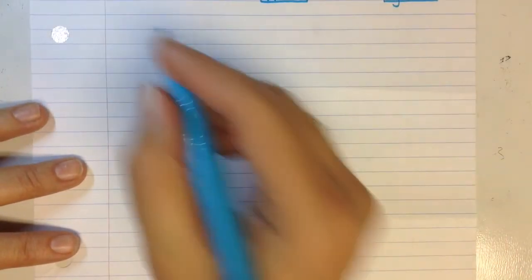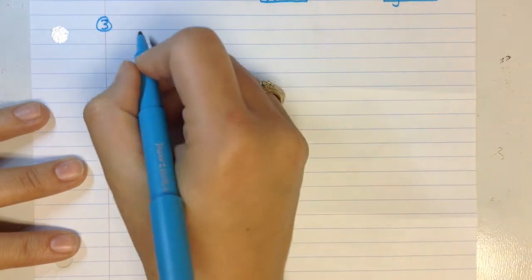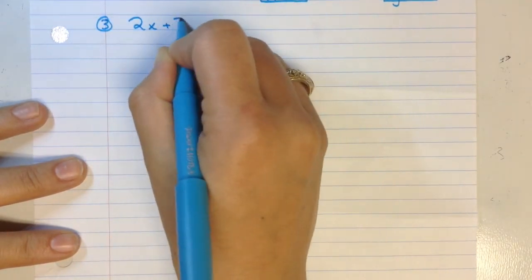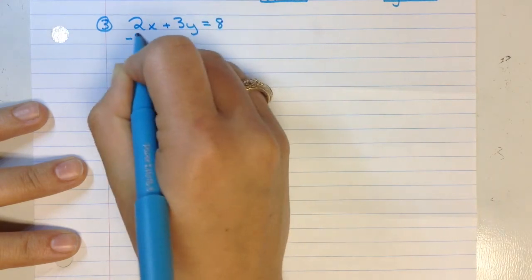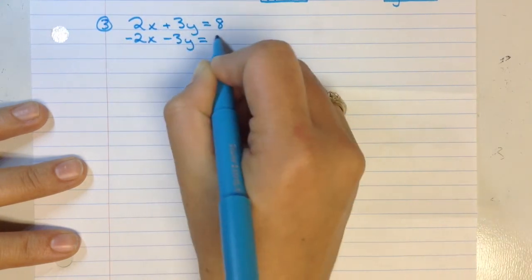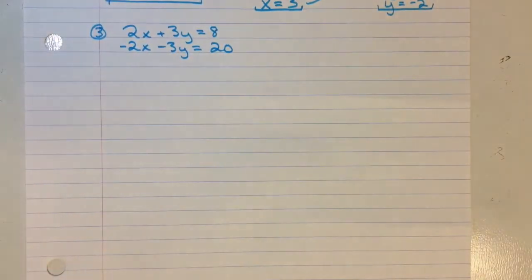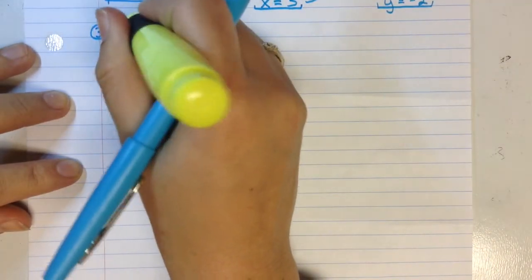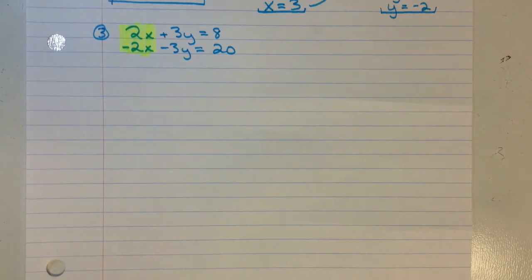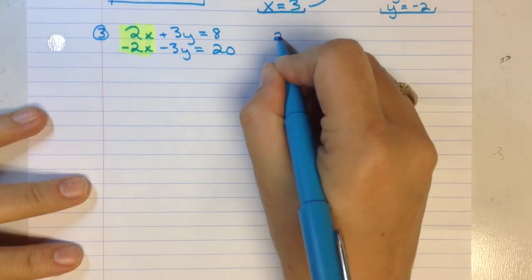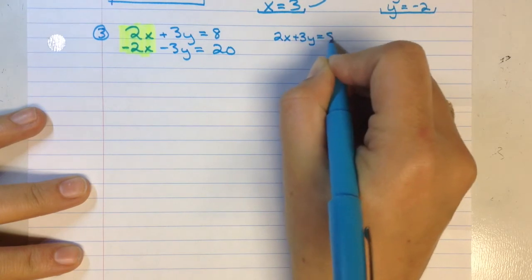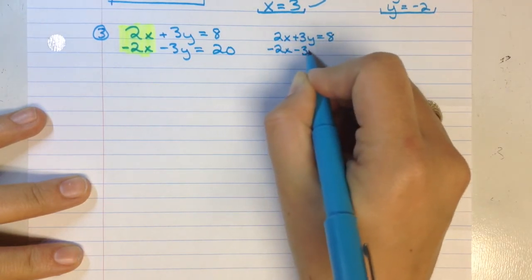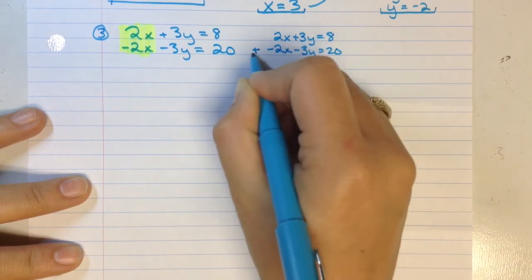Two more examples, some special case scenarios. Let's say you have 2x plus 3y equal to 8 and negative 2x minus 3y equal to 20. And it says to solve the system. You would notice that these are in standard form, alphabetical order, and you'd say to yourself, I'm going to solve this by elimination since I notice that I have an equal and opposite variable. So I'll take the two equations and I'll add them together.